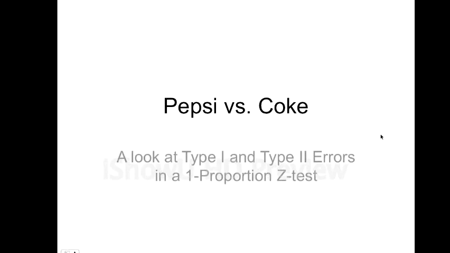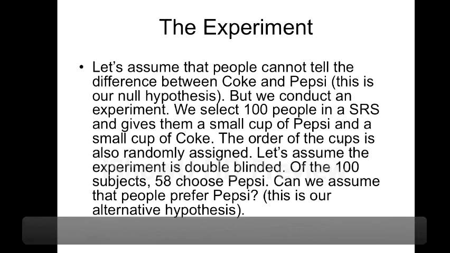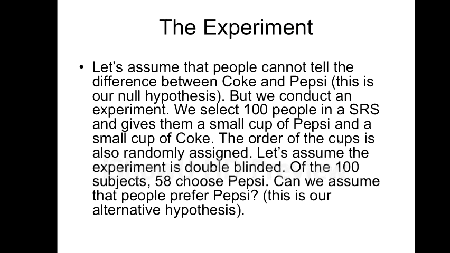Right, for this podcast, I've made a little scenario for you with Pepsi versus Coke to hopefully help you get a better grasp of the concepts behind significance, particularly type 1 and type 2 errors, and how they relate to the power of the test and to each other. Okay, go ahead and pause the podcast and read the scenario.